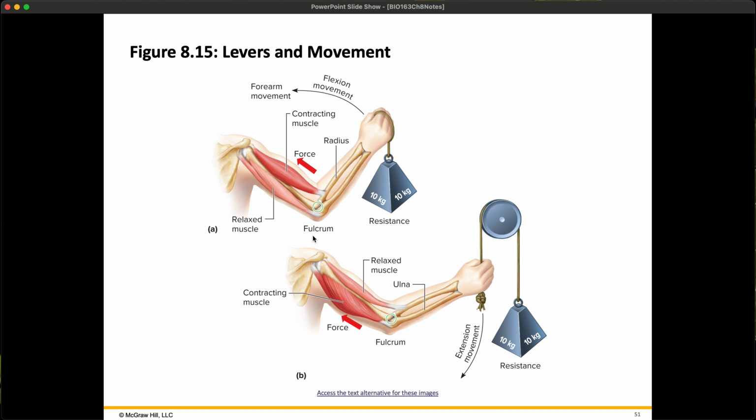Because if the antagonist, in this case the triceps, didn't relax, you wouldn't be able to flex your elbow. Your elbow would stay locked extended and it would just be your biceps and triceps fighting against each other. And same thing here. If your biceps didn't relax while you were extending the elbow and it stayed contracted, then your biceps and triceps would just kind of fight each other. So the antagonist has to relax while the agonist is engaging.